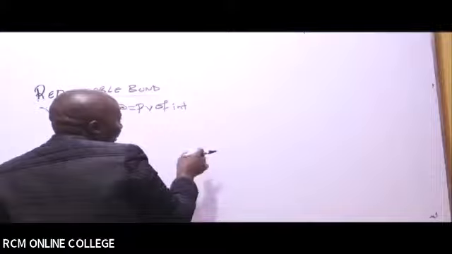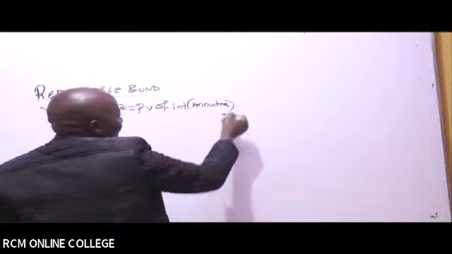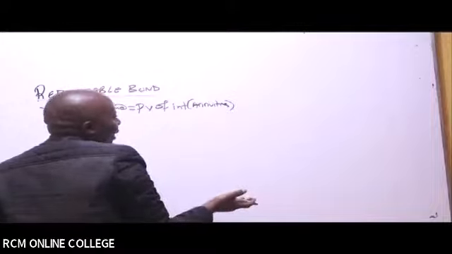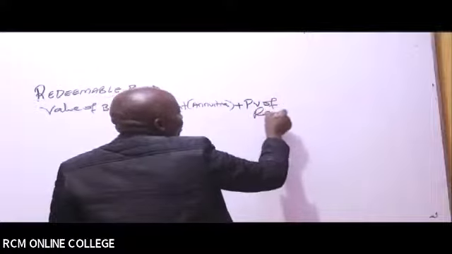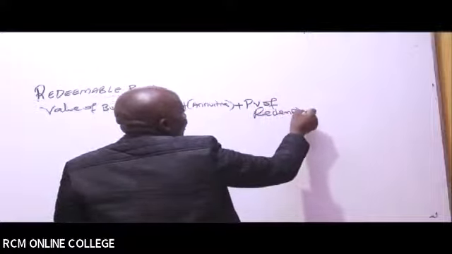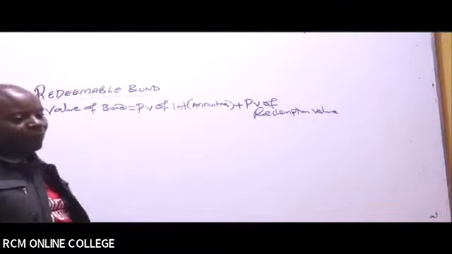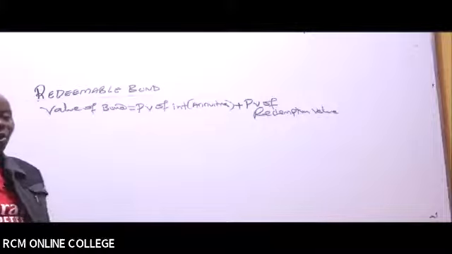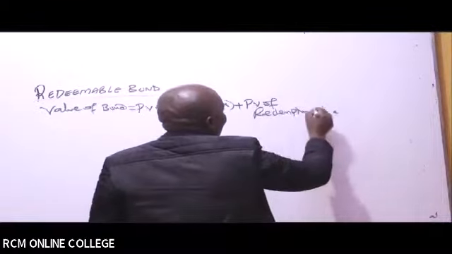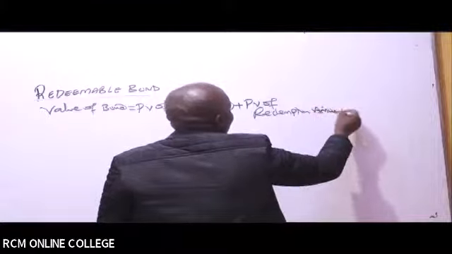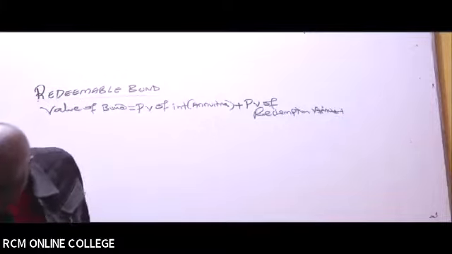You value them, and of course, as you shall see, there are annuities, because you're going to get this every year. And then, plus the present value of the redemption amount. Call it redemption amount to avoid confusion with redemption value.